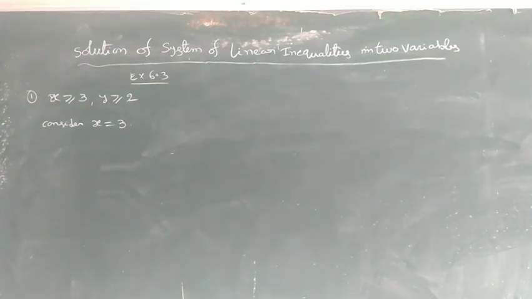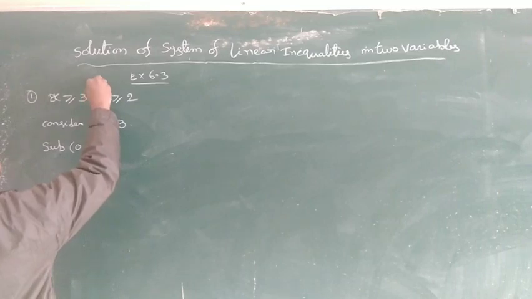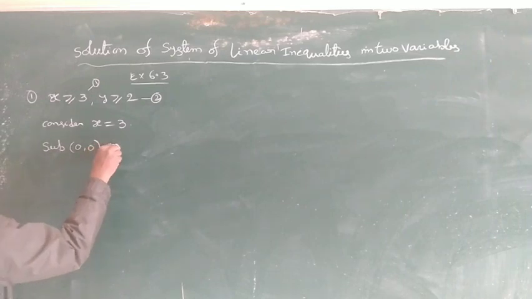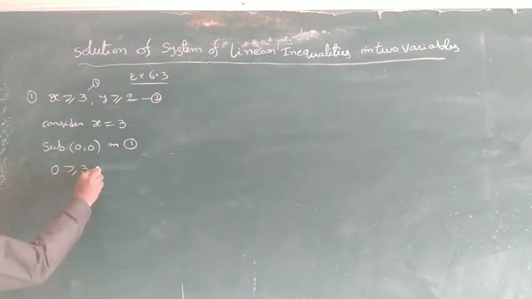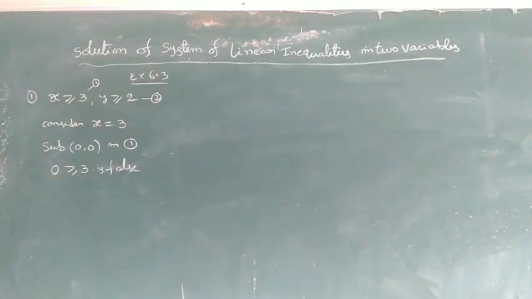In the equation x is equal to 3, there is no fixed point. x is equal to 3 means y is automatically 0. Next, substitute 0, 0. This is equation number 1 and this is equation number 2. Substitute 0, 0 in equation number 1: 0 greater than or equal to 3. Is that true or false? It is false.